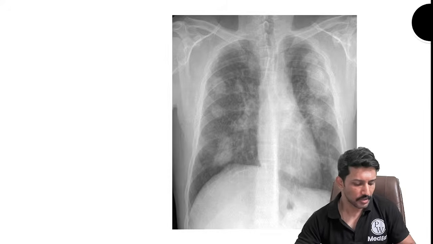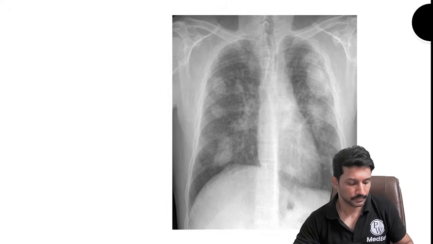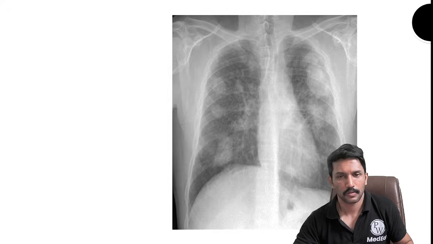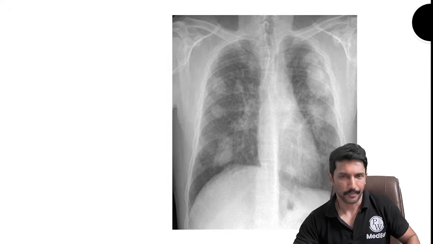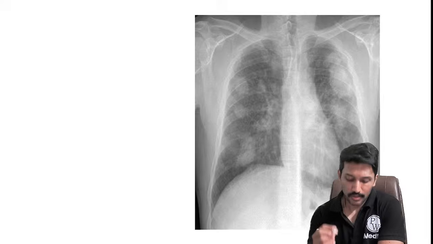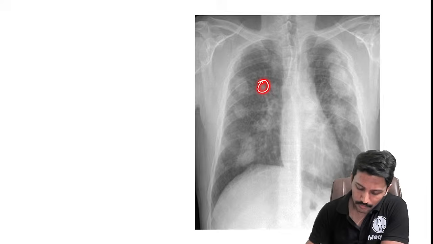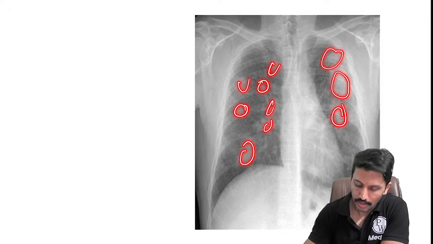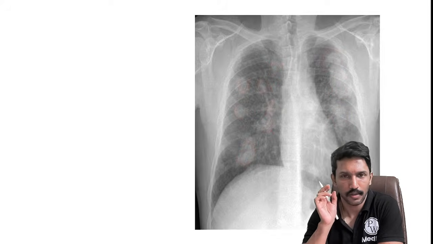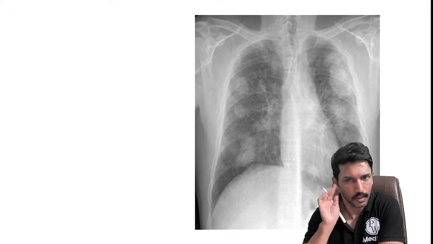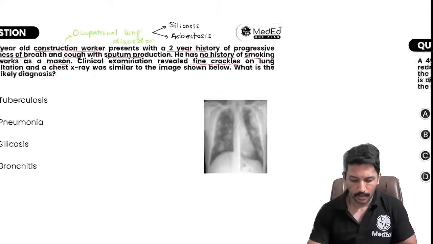So what are the findings you are noticing here on this X-ray? Well, when you see this X-ray, the first thing you notice is that there are some coin-like opacities spread across the lung field, right? Agreeing? Okay.